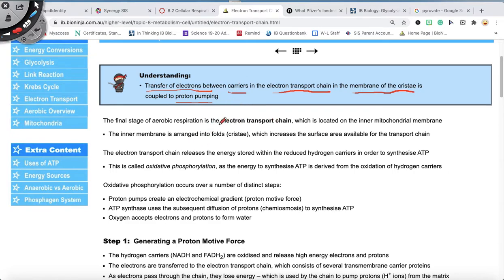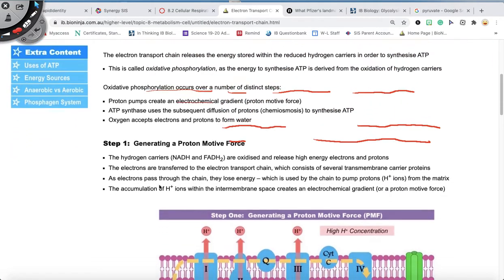So let's focus on the where right now. Where does the electron transfer chain happen? We know that it happens in the inner mitochondrial membrane, also known as the cristae, and that this membrane is folded to increase the surface area available for the transport chain. We also know that the protons released through this process are going to accumulate in the intermembrane space, and that's what's going to generate a high proton force.